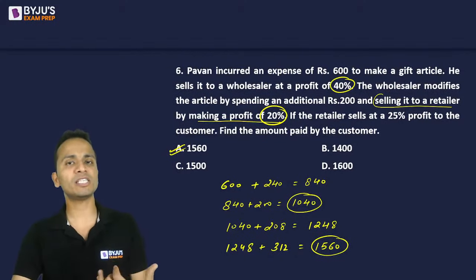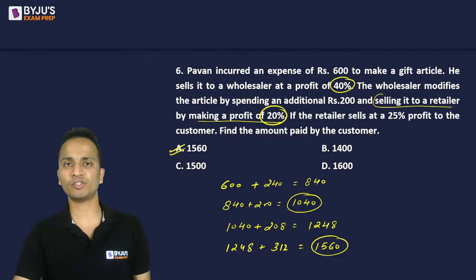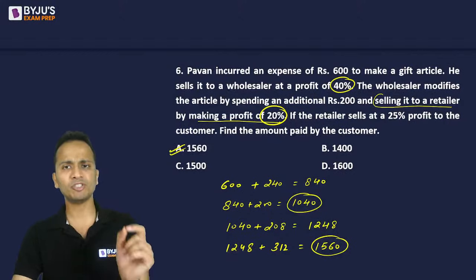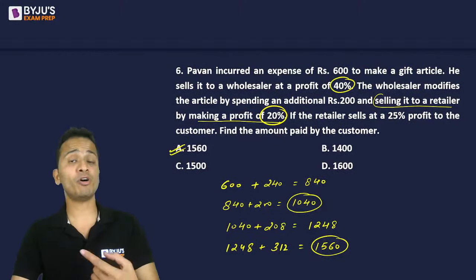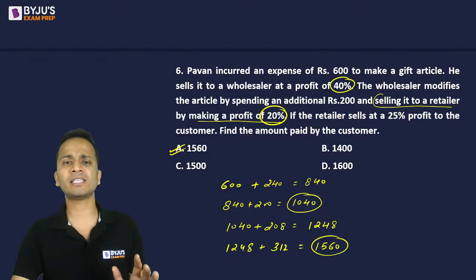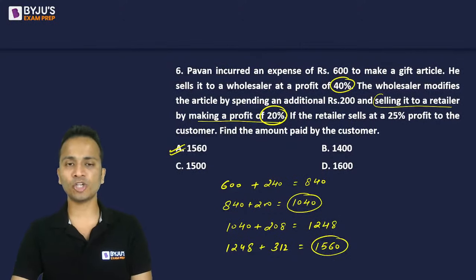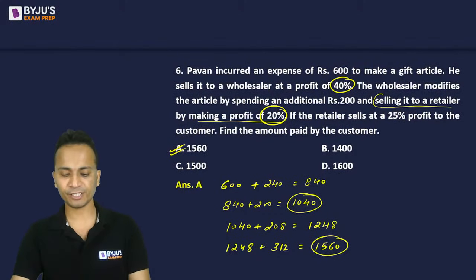So at every step you are just calculating a very easy percentage and adding it to the previous value. Okay, so step by step, just read one line at a time, perform the calculation, then read the next line, perform the calculation, and this is how finally you can get the answer. So yes, the correct answer is option A, that is 1560.